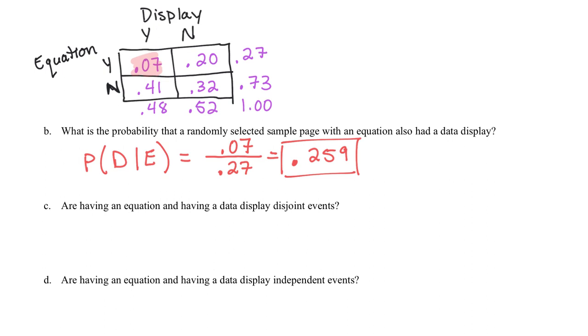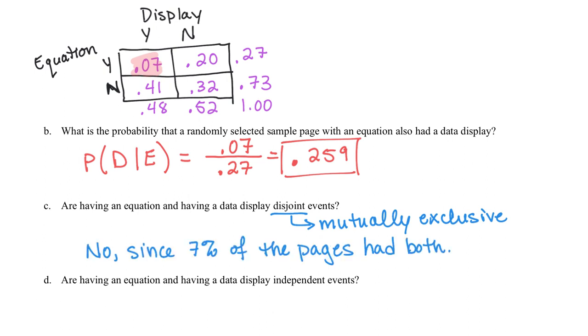Are having an equation and having a data display disjoint events? Disjoint means the same thing as mutually exclusive. Those two terms are interchangeable. And of course they are not, because we had this combo right here. They are joint events. We have an "and." If this had been a zero, then they would be mutually exclusive. So my answer is no, since 7% of the pages had both. That already means that there is a possibility that these are independent, but we're going to do our test right now to see if they are.